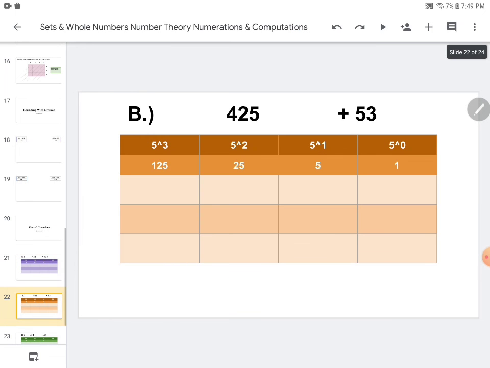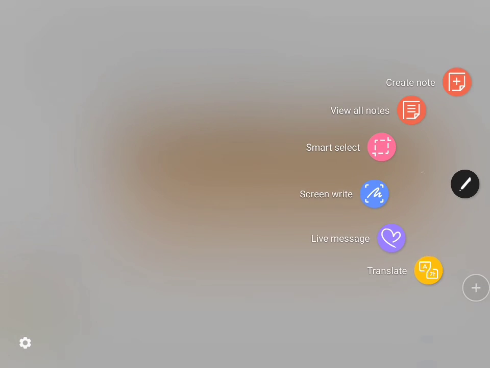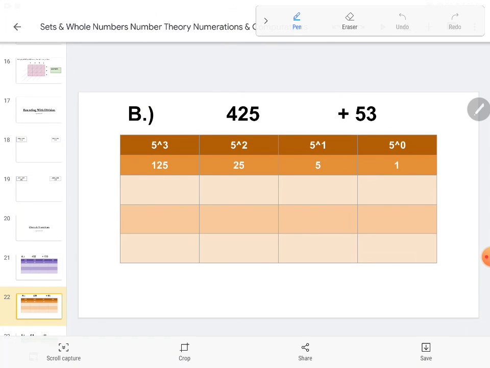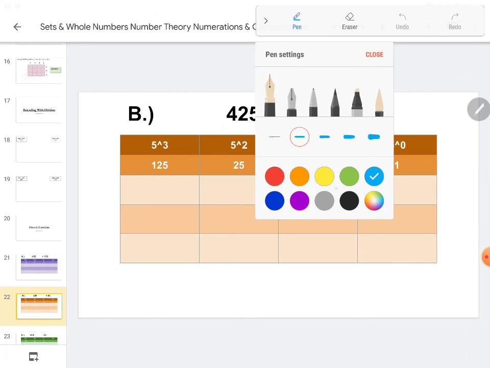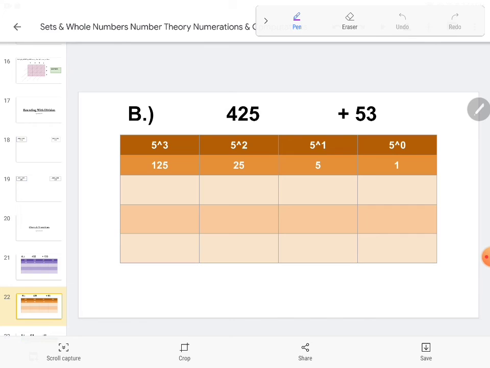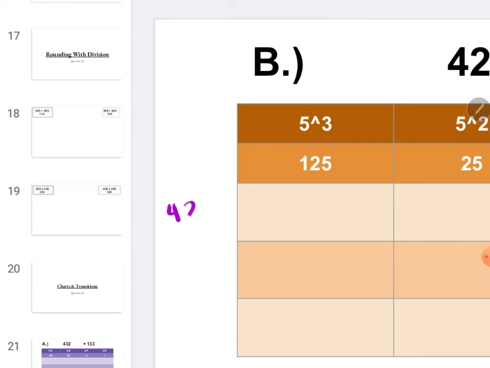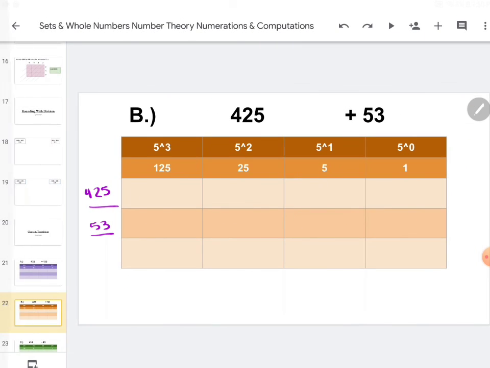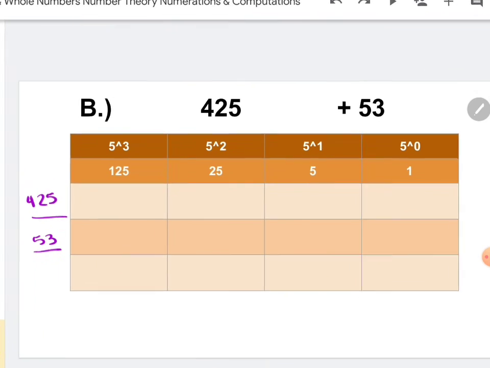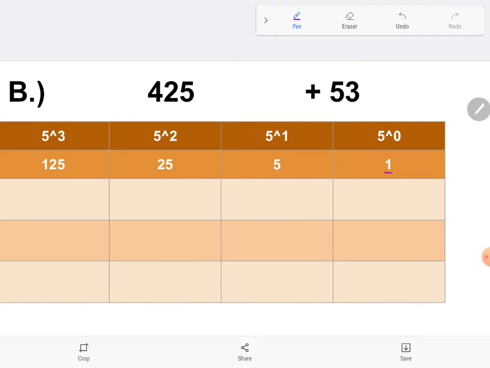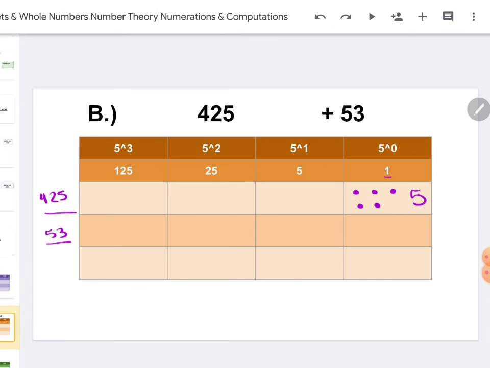Now for our next chart, we're being asked to add 425 and 53. Now this is going to be the same process. We'll do this right here. Get a purple dot this time. And we're just going to do 425 right here and 53 right here. And we're just going to do what we did last time. In 425, we have 5 in the ones place. So we're going to do 1, 2, 3, 4, 5. Put our 5 right there.